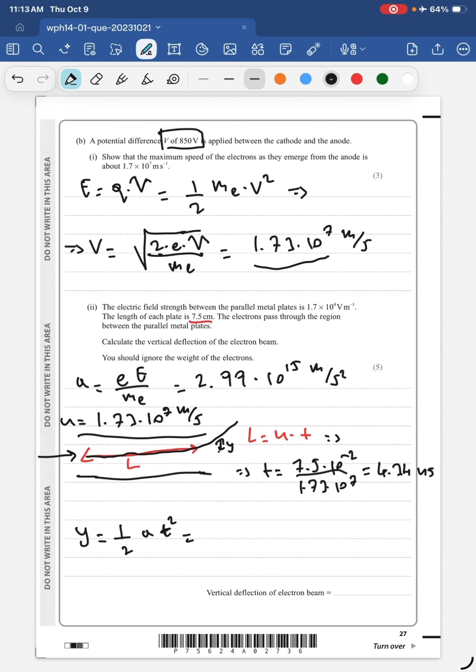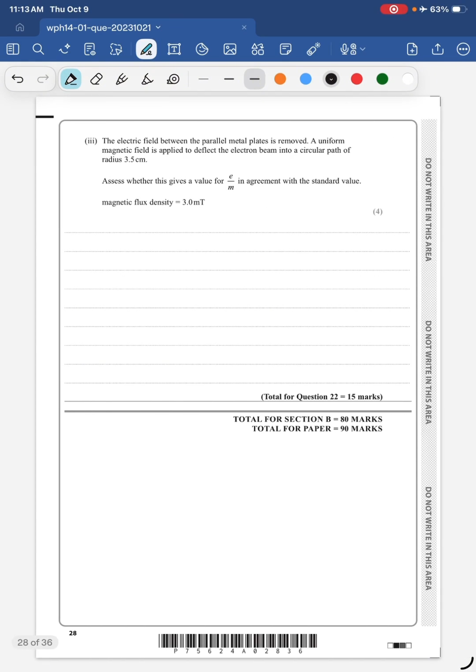So if we plug numbers in, we basically have to plug this acceleration in and this time, and we get 0.028 meters. And that's the answer. Okay, and part 3. The electric field between the parallel metal plates is removed. A uniform magnetic field is applied to deflect the electron beam into a circular path of radius 3.5 centimeters. Assess whether this gives a value for E over m in agreement with the standard value. And we are given the magnetic flux density.